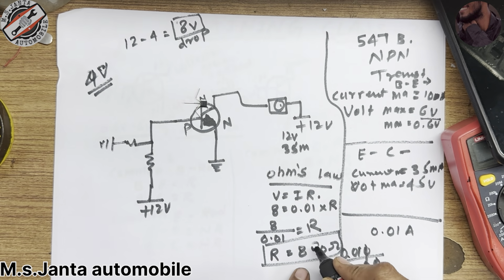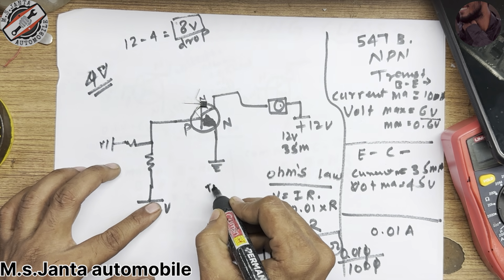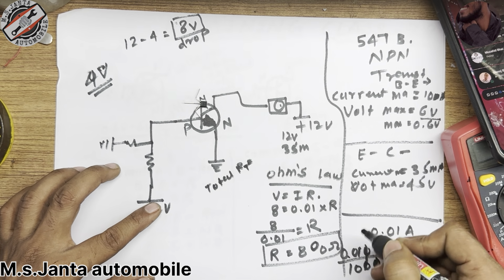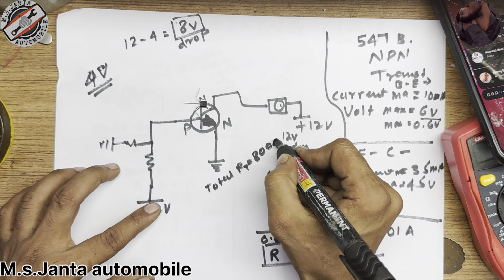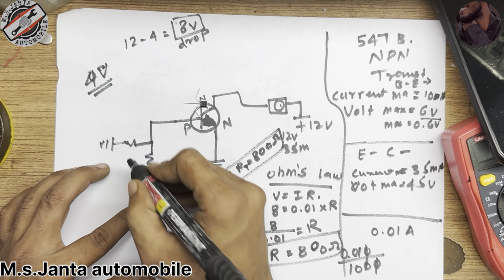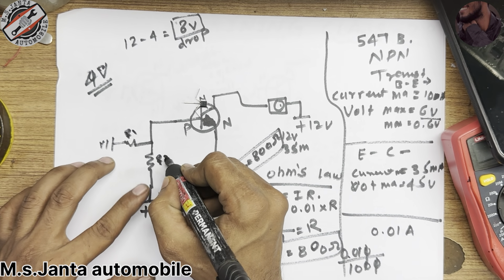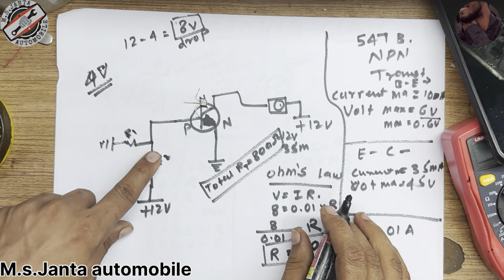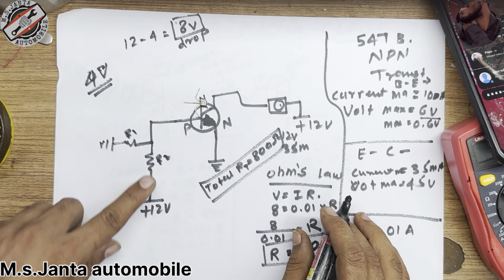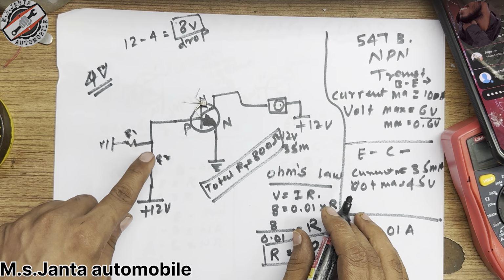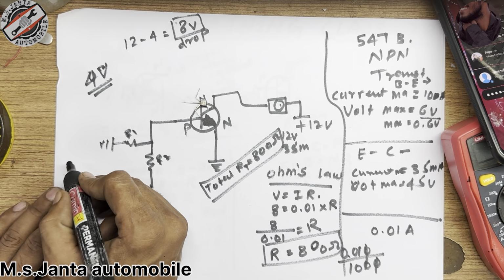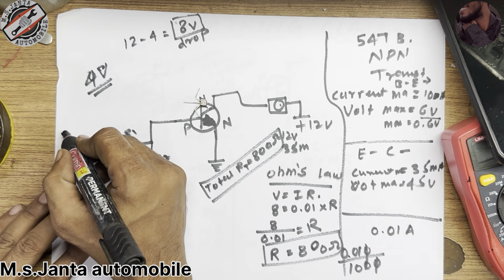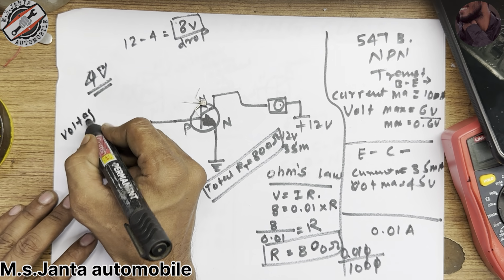So we have a total resistance, total R, RT, we have 800 ohms, and we have to find R1 and R2. We have to find R1 and R2. We need how many voltage? 4 voltage, and we have 12 voltage, and we have to find the resistance. So how will we find it? We have to apply the voltage divider circuit formula.